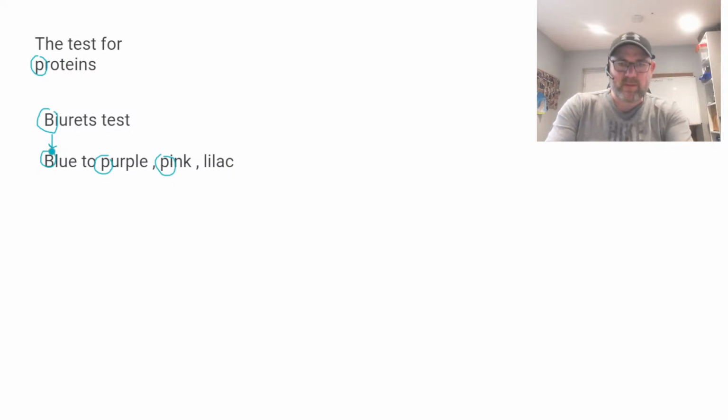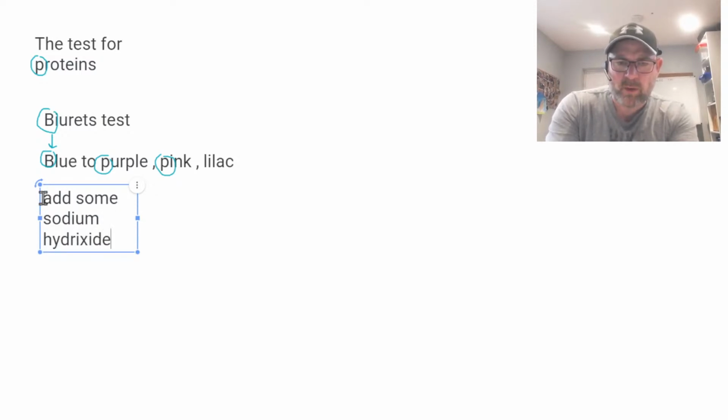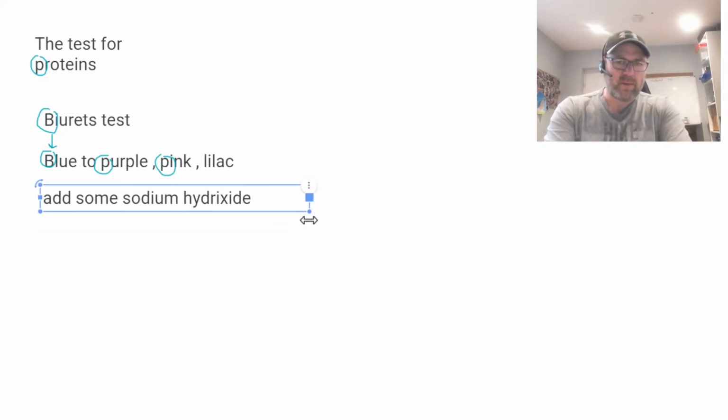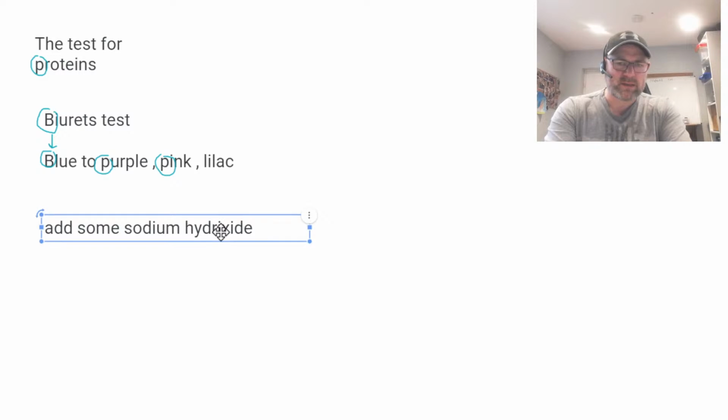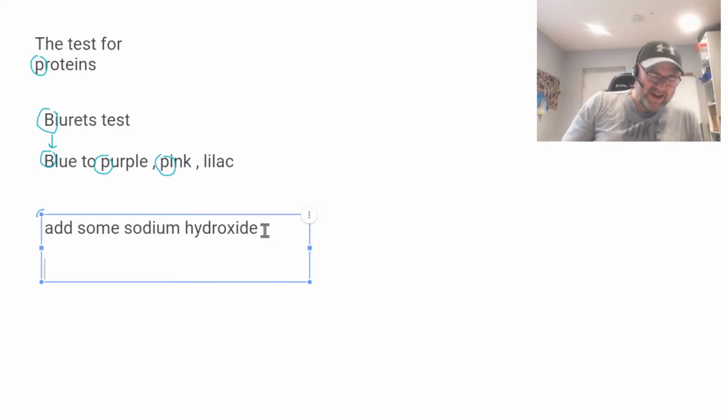So all you need to say is add some sodium hydroxide. Do you remember what sodium hydroxide is? You might remember what sodium hydroxide is. It's also in Benedict's reagent. Yeah, very good. Very similar to Benedict's reagent.